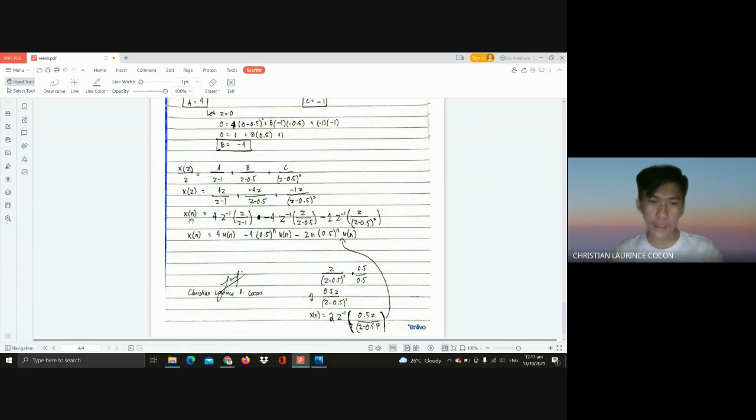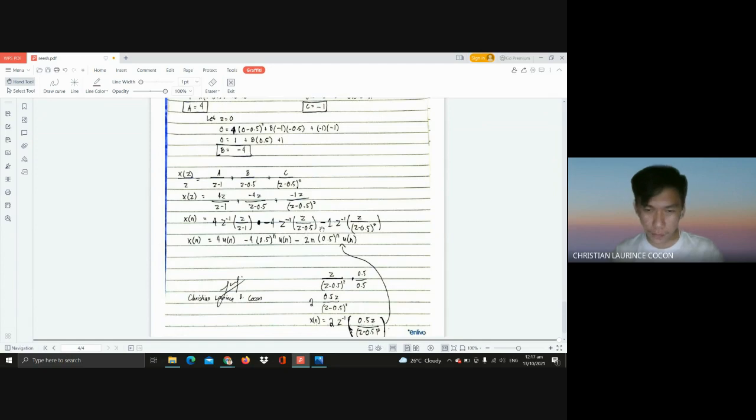By taking the inverse z transform, we have x of n is equal to 4, which is the constant, multiplied by the inverse z transform of z over z minus 1, minus 4, since the constant is negative 4, times the inverse z transform of z over z minus 0.5. And then there is negative 1 times the inverse z transform of z over (z minus 0.5) squared.